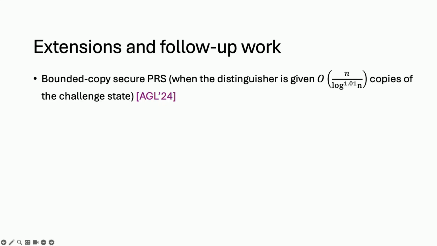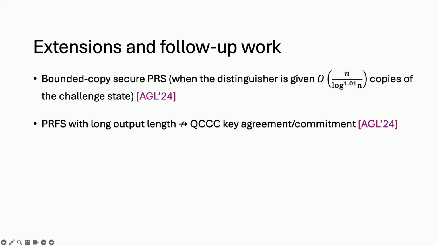And in our paper, we have some additional results, which I don't have time to talk about today. So the construction of one PRS is still secure when the distinguisher is given a few more copies of the challenge state. And we also show the black box separation between PRFS with long output length and QCCC key agreement or commitments.